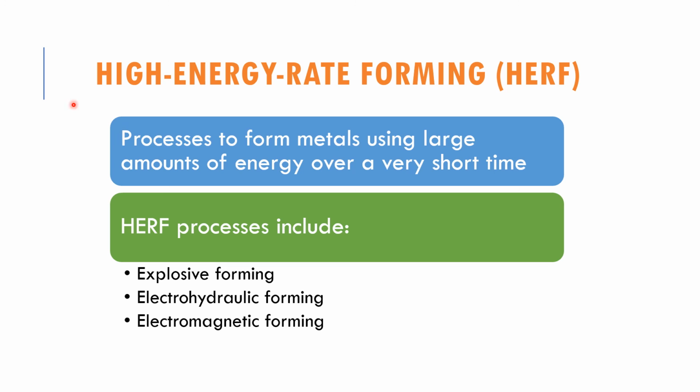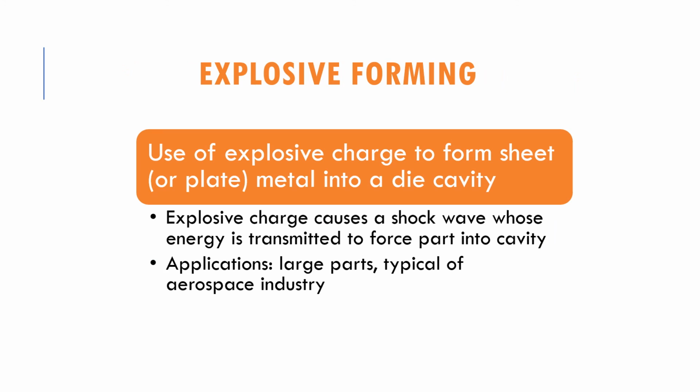The next process that we're going to look into is high energy rate forming, HERF. For HERF, the process is to form metal using a large amount of energy over a very short time. The HERF process includes explosive forming, hydraulic forming, and also electromagnetic forming. Explosive forming is a process where we use an explosive charge to form the sheet metal into a die cavity. The explosive charge causes a shock wave where the energy is transmitted to force the part into the cavity, and the application usually involves large parts, typically in the aerospace industry.